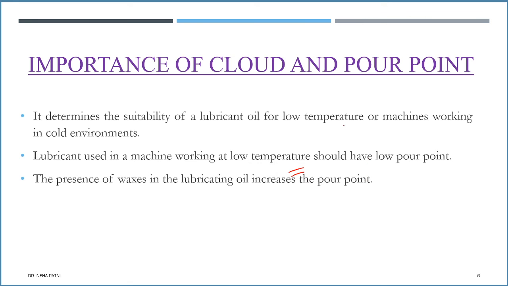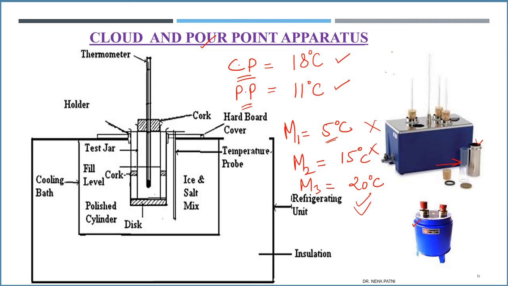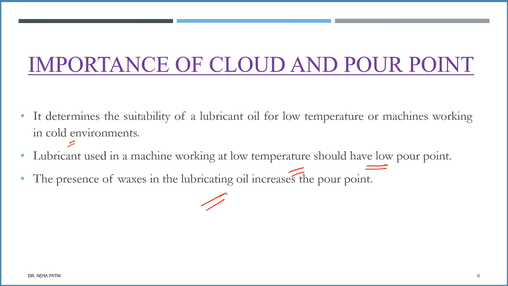So obviously the moral of this story is that cloud and pour point determine the suitability of a lubricating oil for low temperature machines, let's say refrigeration, or machines which work in a cold environment. There are certain areas where the room temperature is normally very low. For that type of machine, you first have to find the cloud and pour point of the oil, and only then can you utilize that oil. And make sure that the pour point and the cloud point are lower than the working range. If the working range is this, your sample's cloud point and pour point should be lower. That's what cloud and pour point is all about.